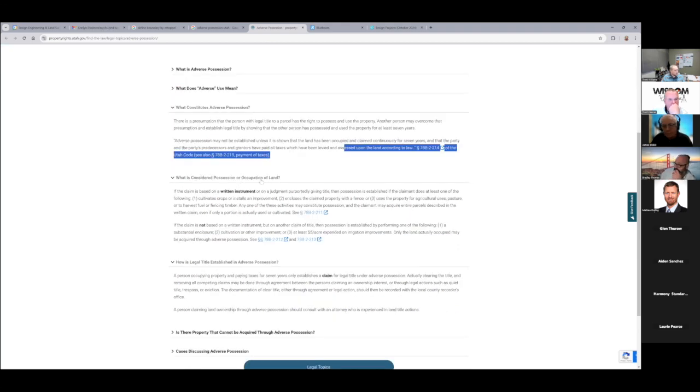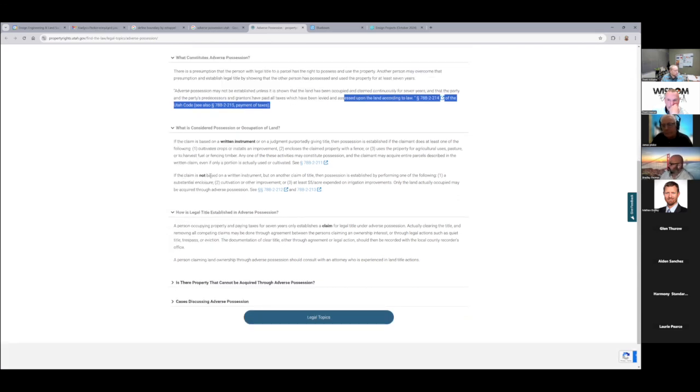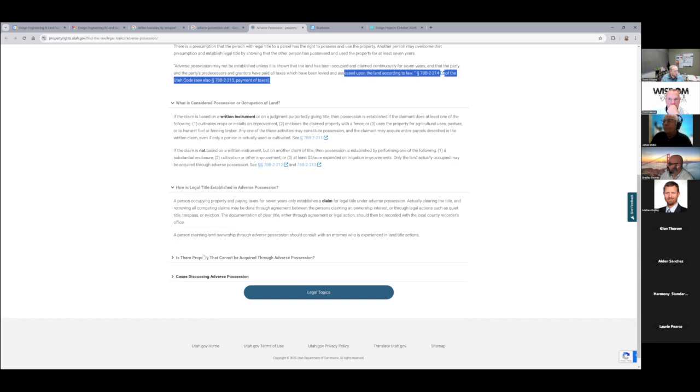What is considered possession or occupation of land? If the claim is based on a written instrument or judgment purportedly giving title, then possession is established if the claimant does at least one of the following: cultivates crops, encloses the property with a fence, or uses the property for agricultural uses. If the claim is not based on a written instrument but on another claim of title, then possession is established by performing one of the following: substantial enclosure, cultivation or improvement, or at least $5 per acre expended on irrigation improvements. And it goes through how legal title is then established on adverse possession, which we'll talk about here.